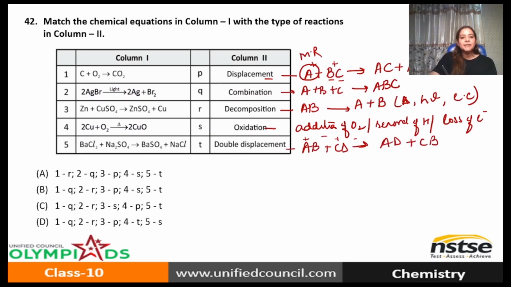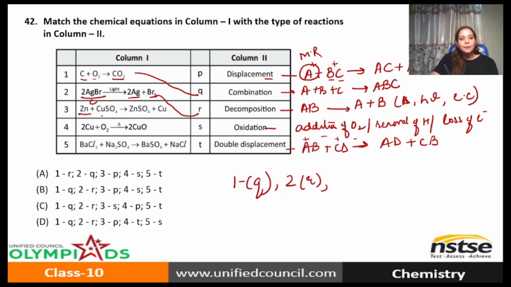Now it will be easy for you to see. Here you can see two reactants but only one product, so we will match it with Q. So 1 matches with Q. AgBr, one compound breaking down into its constituents, that means it is decomposition. 2 matches with R.